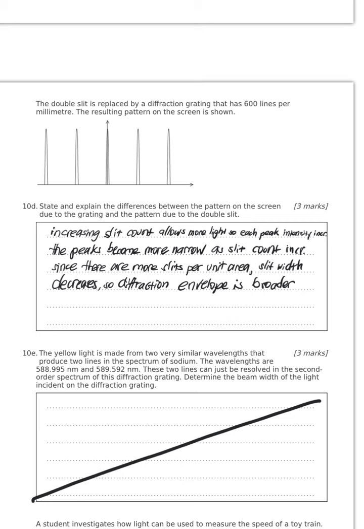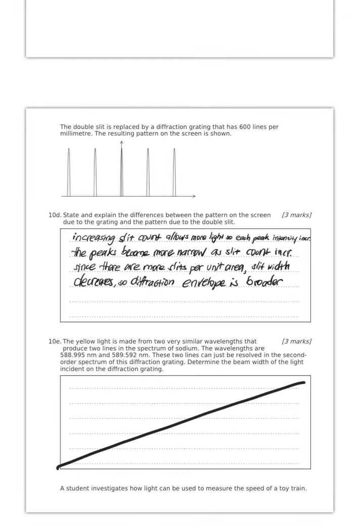Also, the peaks become more narrow as the slit count increases. And then finally, since there are more slits per unit area, the slit width decreases. So that's like theta is lambda over b. So if b is going to get smaller, then theta gets bigger. And so that diffraction envelope is actually broader as a result. And that is that. That was 10D.